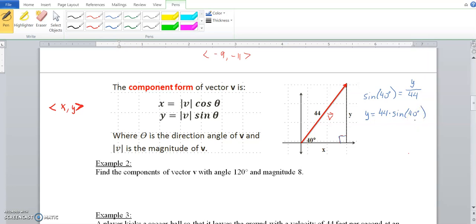Just a PSA, when you're running these numbers, make sure your calculator is in degree mode. Sometimes we use radian mode, so be careful. Same thing goes for the x component. How much of this vector v, 44, is applied in the x direction only? We use cosine of 40 degrees. In our right triangle, cosine is adjacent over hypotenuse, so x over 44. Multiply both sides by 44, and we get x equals 44 cosine of 40 degrees.